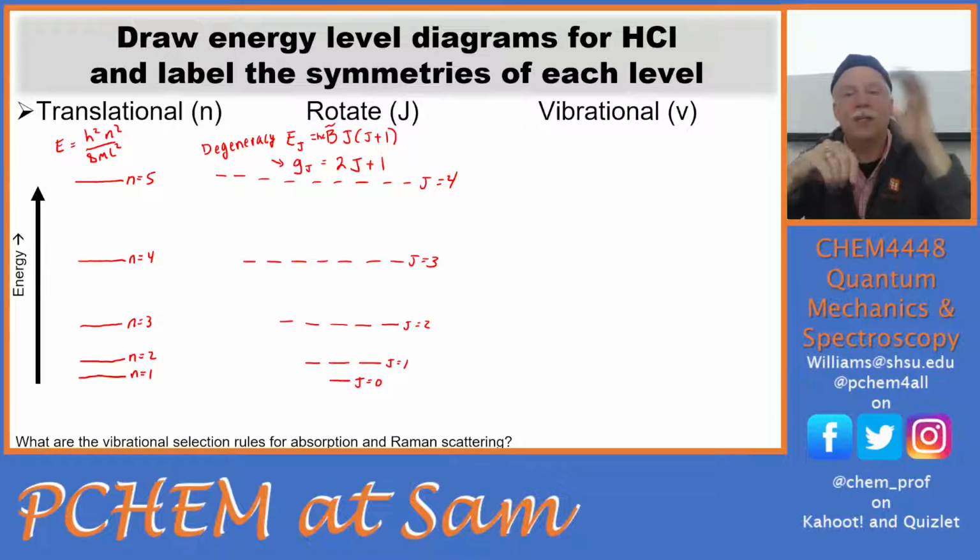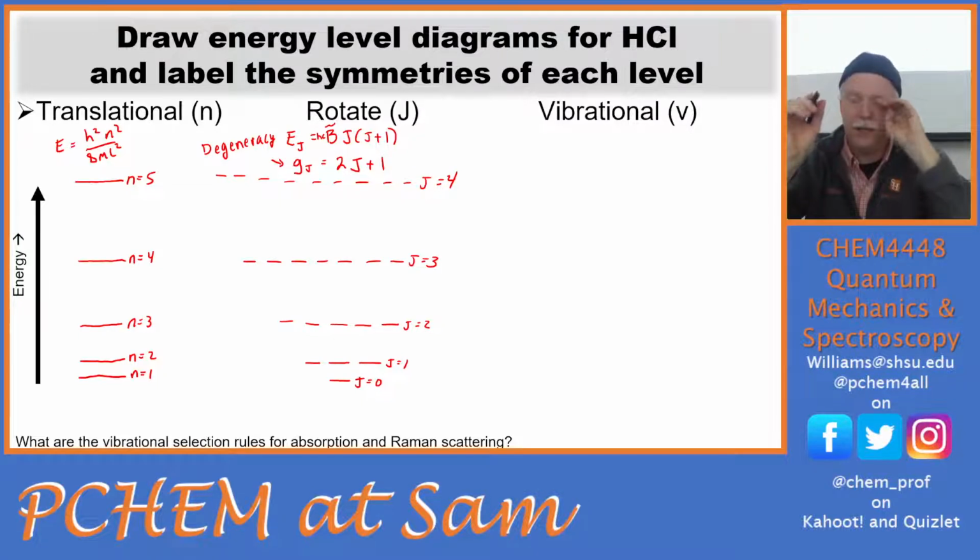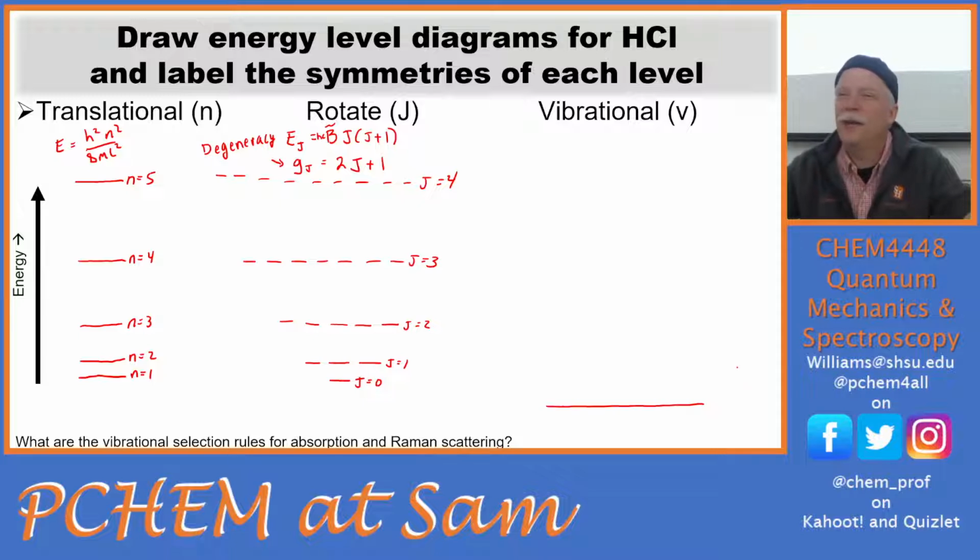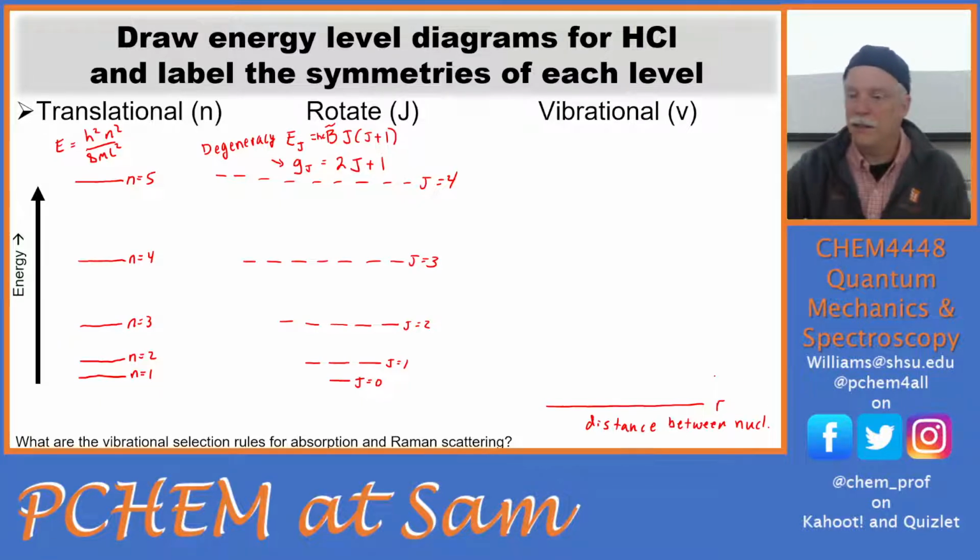Now for vibration, we can be a little bit more creative. We can actually have an x-axis. So for vibration, let's draw an x-axis. We've only really dealt with diatomics in this course. Walk before you crawl, right? And so this would be the distance between the nuclei. We'll think of it as a stretch. And this is about HCl, so that makes sense. It's a diatomic.